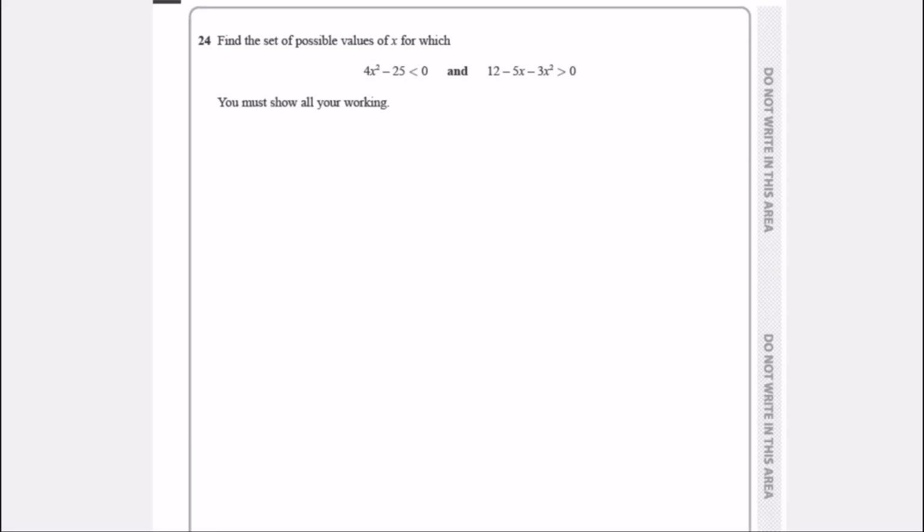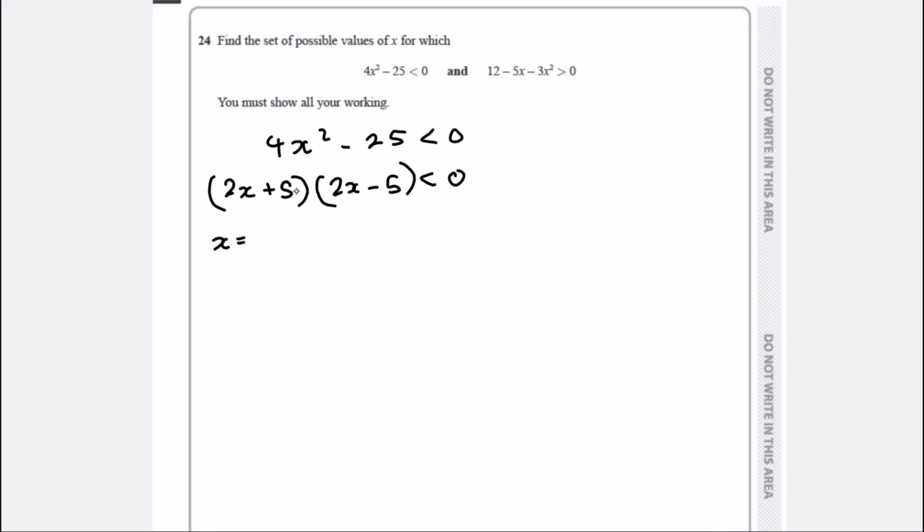And question 24, find the set of possible values of x for which 4x squared minus 25 is less than 0 and 12 minus 5x minus 3x squared is greater than 0. You must show all your working. So we've got to solve both of these quadratic inequalities. The first one is the difference of 2 squares, so we can factorize it: 2x plus 5 times 2x minus 5.